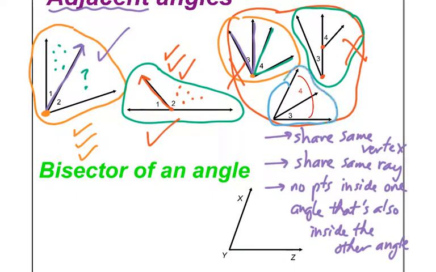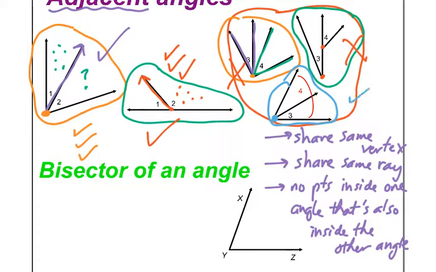Are these adjacent angles? Do they share the same vertex? Yes, they do. Remember, this notation here is saying that this whole thing is angle 4, the big outside angle. And the vertex of the outside angle is there, and the vertex of 3 is also there. So they share the same vertex.